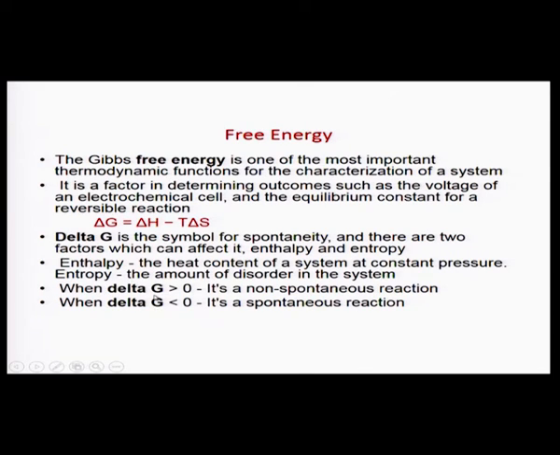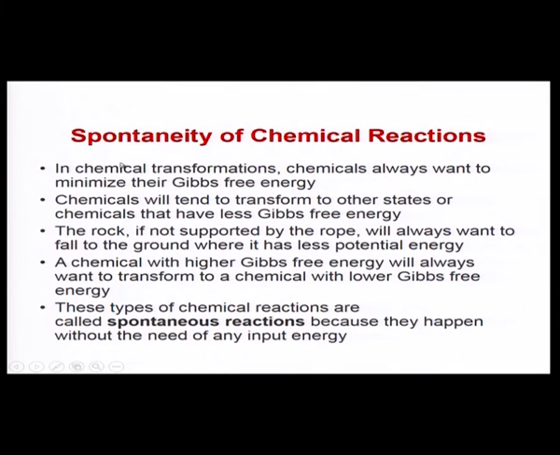Okay? If the delta G value, that is the change in free energy content from the initial to final system, is positive, then that particular reaction may not take place, or the particular reaction is non-spontaneous. Suppose the delta G value decreases, that is a negative value, then the reaction is feasible, or the particular reaction is spontaneous in nature. So the spontaneity of a particular reaction can be known from this Gibbs free energy.